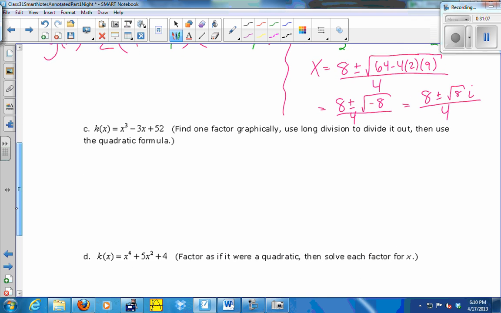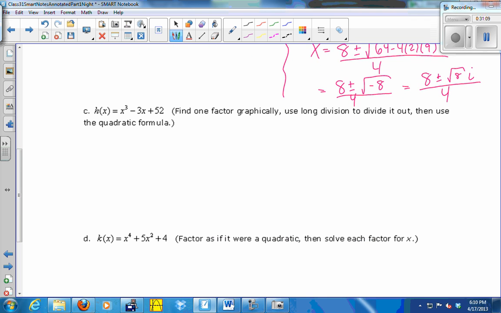All right. Let's take a look at C. So I have x cubed minus 3x plus 52. How many factors am I looking for? 3. So I want to be able to write h of x equals a triple bubble: x minus, x minus, x minus. And each of those things that I'm going to put in the bubble are zeros, places where the function equals 0.